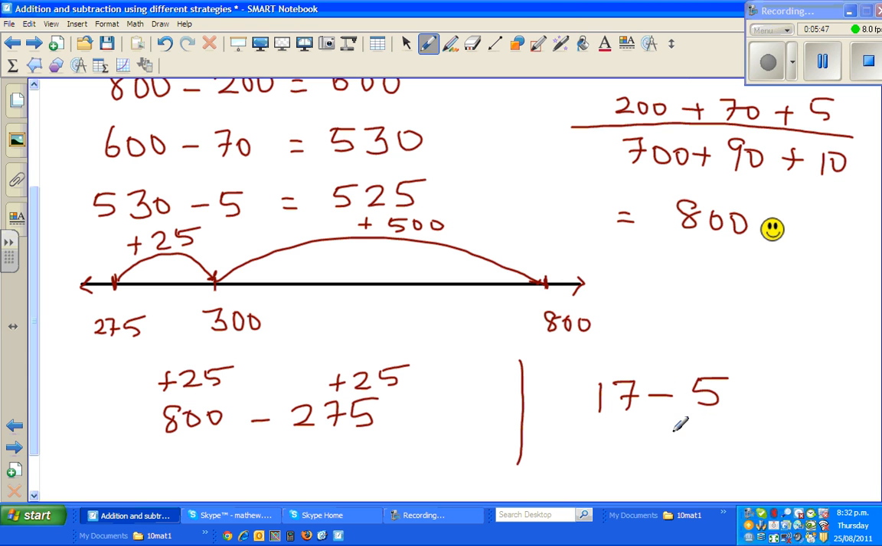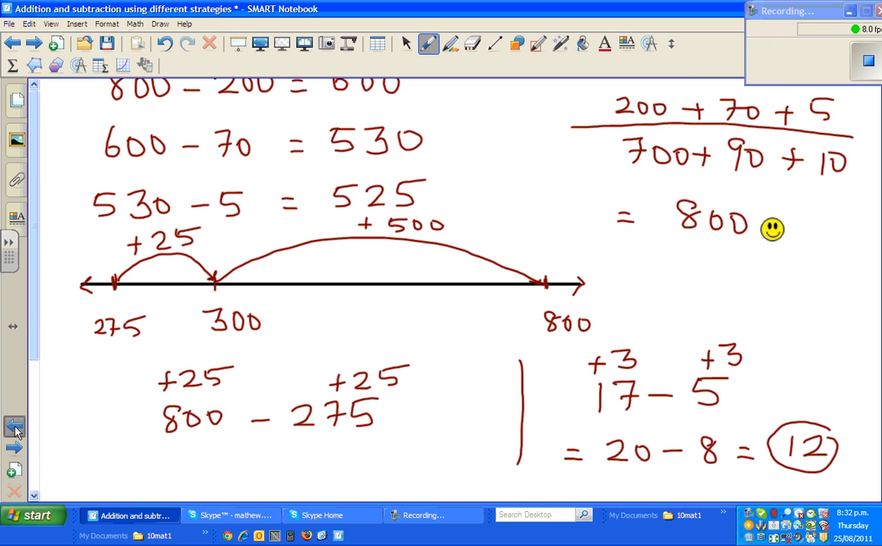So how can I do this in a different way? If I add 3 here to make it 20, I have to add 3 to this number. Does it make sense? So that is 20 minus 8. And 20 minus 8 we know is 12. So in subtracting, let me go back to addition.